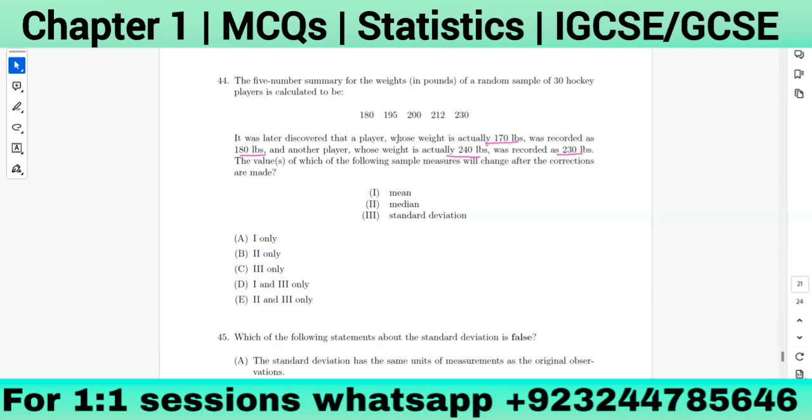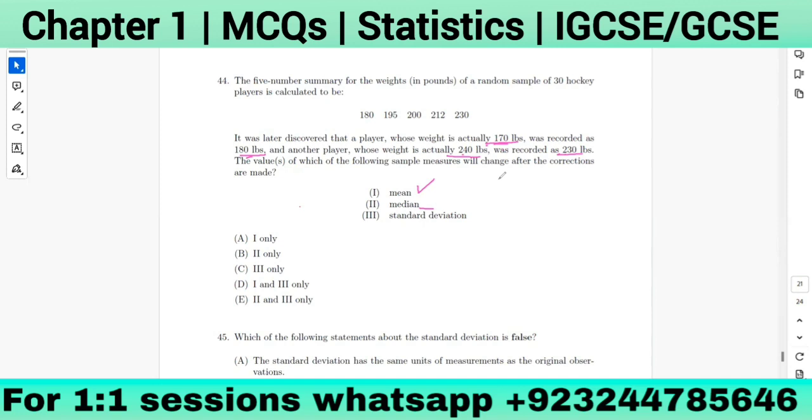Because the player whose actual weight is 170 was recorded as 180, so 10 added, and the one who was 240 was recorded as 230, so 10 subtracted. So the mean is going to remain the same because we add and subtract the same number. Median, yes, the median can change because the middle value can change. Standard deviation will also not change because it's also dependent upon.